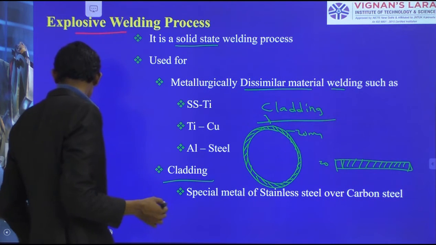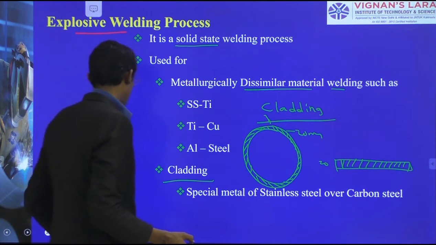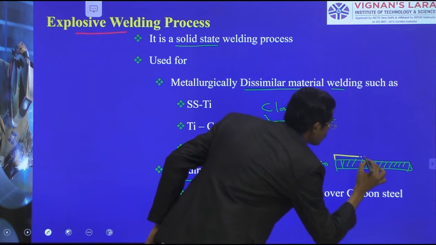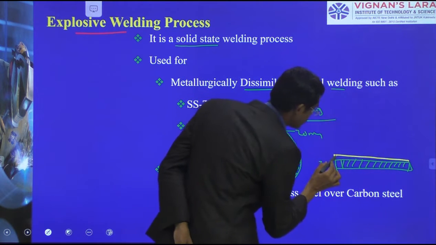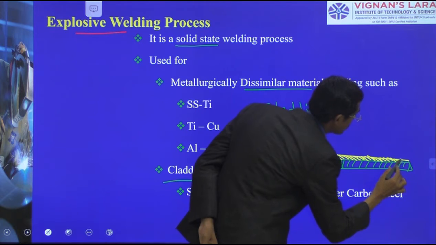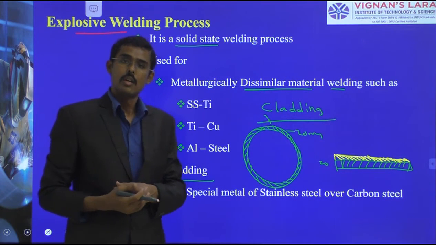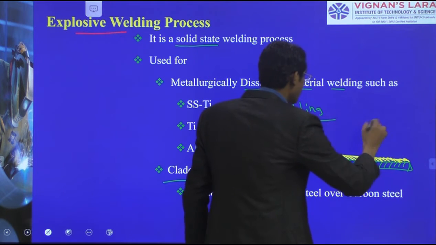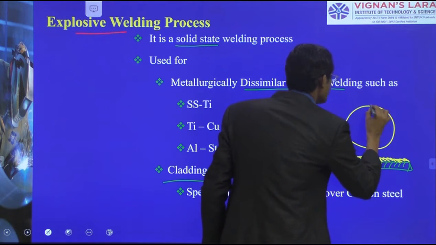How am I doing it? I am doing the cladding treatment here for 2 mm or 3 mm, slowly. So I have done this using the explosive welding method. Using this explosive welding method, I have done the cladding treatment. Now I can bend this and make the welded component. So this component is ready now.